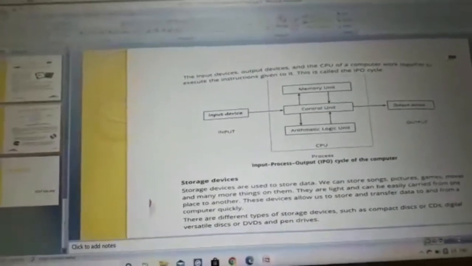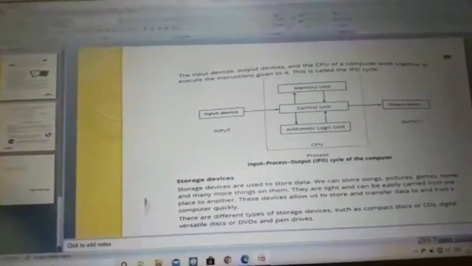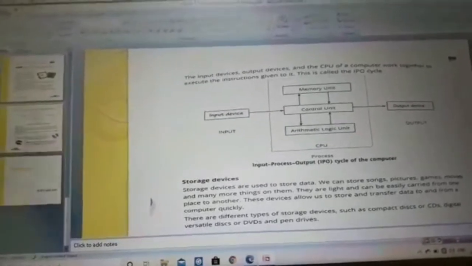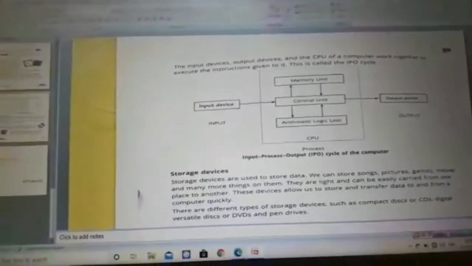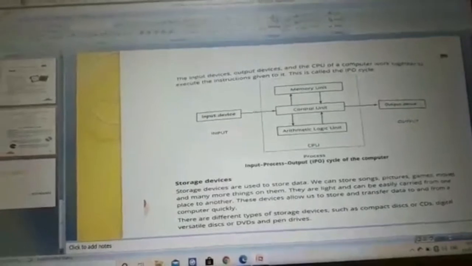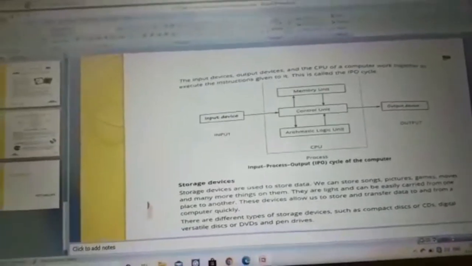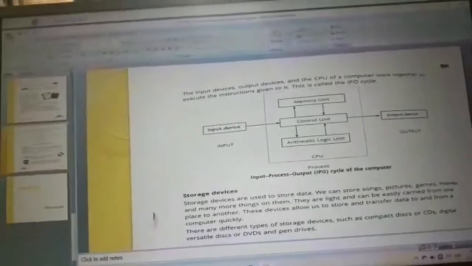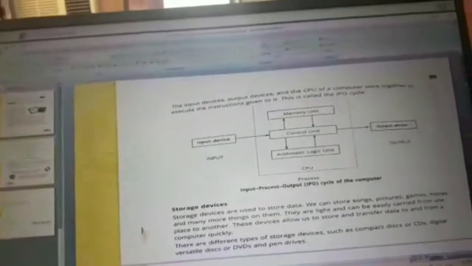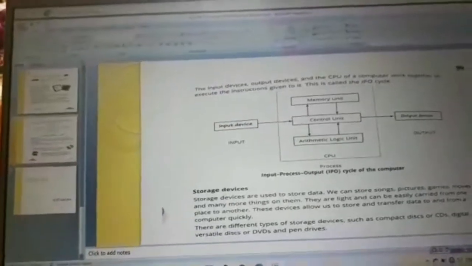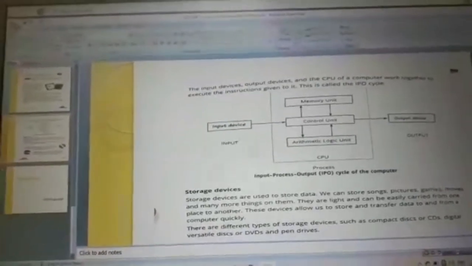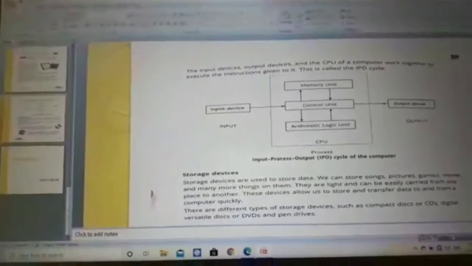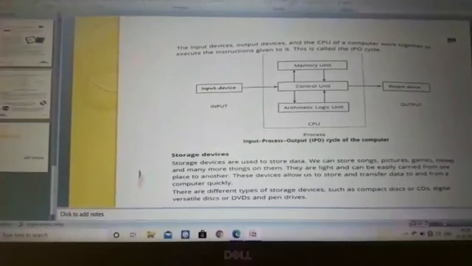Now after the processing is done, the result is given to the output devices by the CPU. जो इन्फॉर्मेशन प्रोसेस हो जाती है वो कहाँ जाती है? To the output device. और आउटपुट डिवाइस से यूज़र, जो यूज़र होते हैं, हम यूज़र हैं, हम यूज़ करते हैं कंप्यूटर को और हमें वो इन्फॉर्मेशन आउटपुट डिवाइसेस से मिल जाती है। So this is IPO cycle, input process output cycle of the computer. So next topic is storage devices.